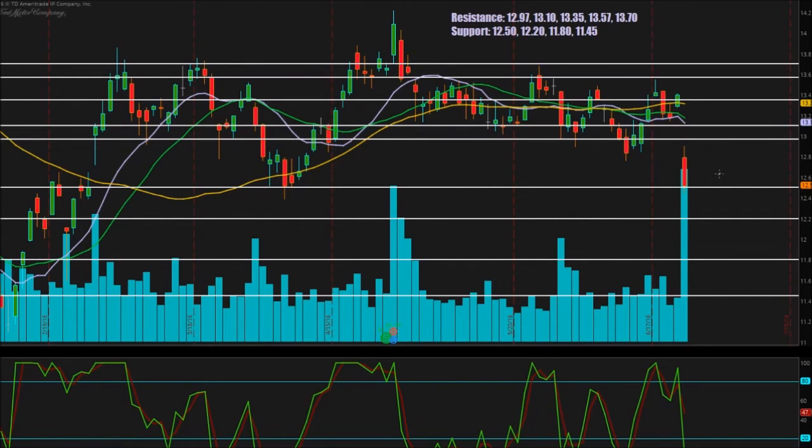So I have some good support and resistance levels up here. We call those pivot points. I'll give you guys a few seconds to take a look at those resistance and support. Alright, so on the way up, talk about that resistance real quick. We got 12.97, 13.10, 13.35, 13.57, and 13.70. On the way down for support, we have 12.50, 12.20, 11.80, and 11.45. That's going to be our levels of support. Those are our levels of resistance.